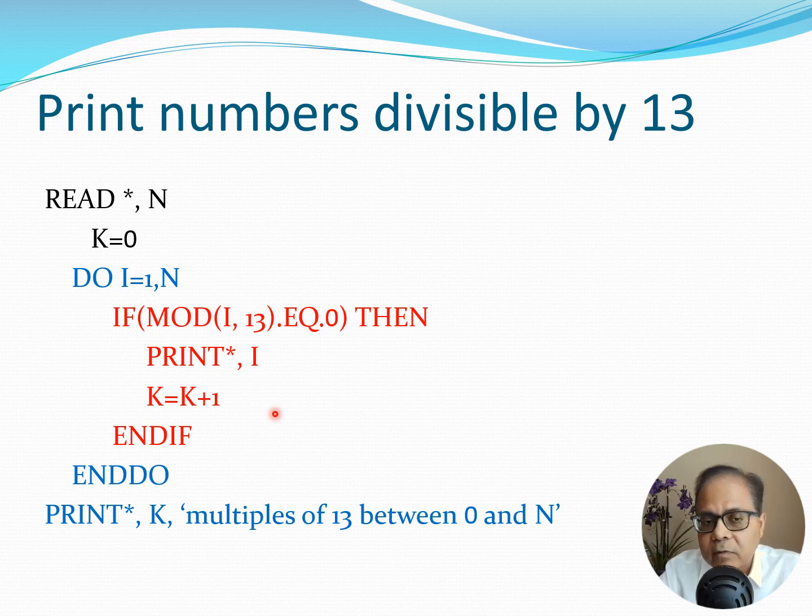In languages such as C, they came up with k plus equal to 1, but this is how it works in Fortran. So essentially here you have a situation of a do loop, and inside that there is an if then statement, and at the end I print out this value k, and there are k multiples of 13 between 0 and n. So let's check this code out.